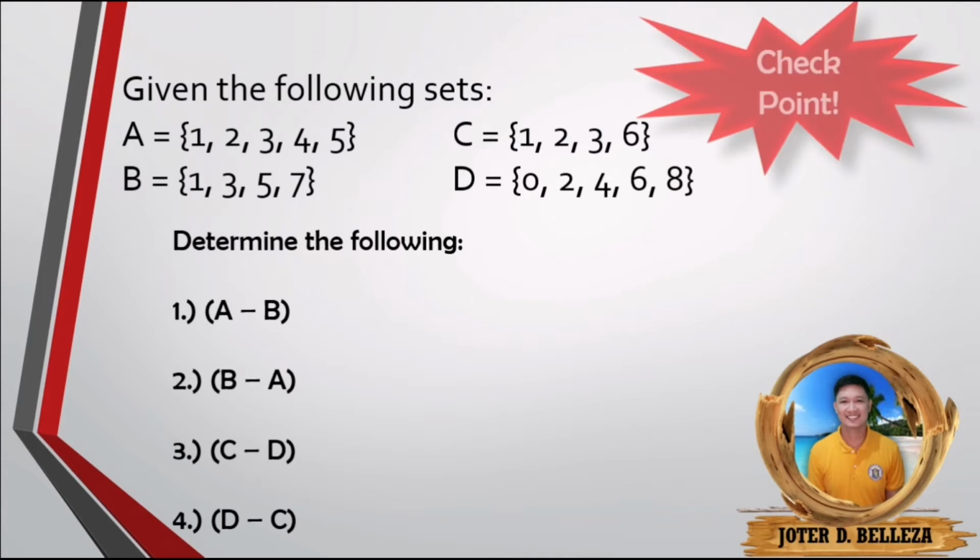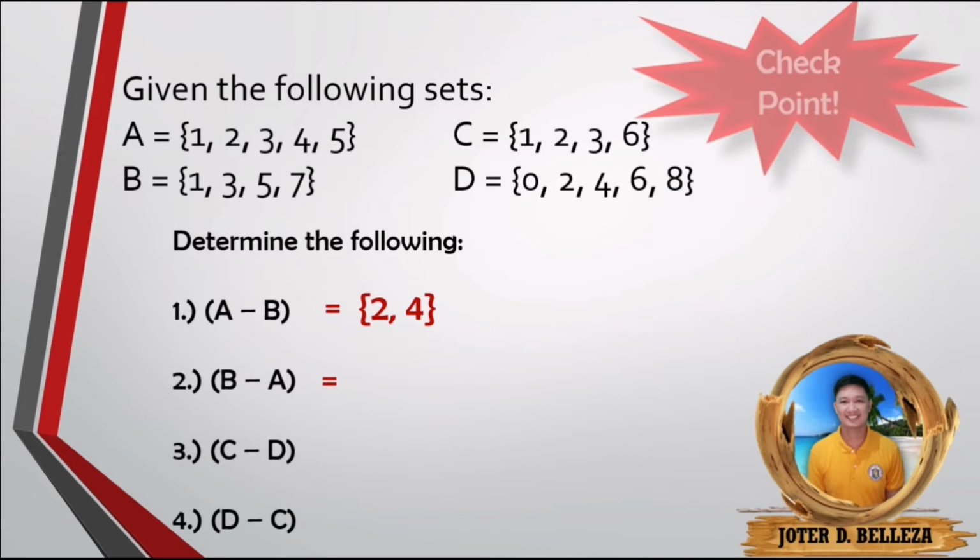Alright, time is up. Let us now check your answers. Okay, for number 1, that's A minus B. Let's take a look. A minus B is a set containing 2 and 4. Why 2 and 4? Because the elements of B that are in A are 1, 3, and 5. So taking away 1, 3, and 5 from A, the remaining elements are only 2 and 4. That's correct.